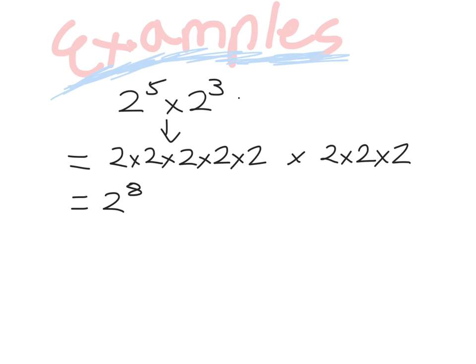Alright, so let's take a look at an example. Take 2 to the power of 5 multiplied by 2 to the power of 3, for example. 2 to the power of 5 means the same thing as 2 times 2 times 2 times 2 times 2. We can multiply that by 2 times 2 times 2, and if we simplify all of these 2's back together, we would get 2 to the power of 8.